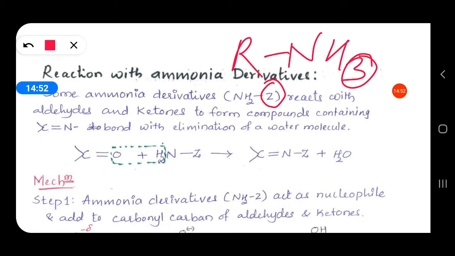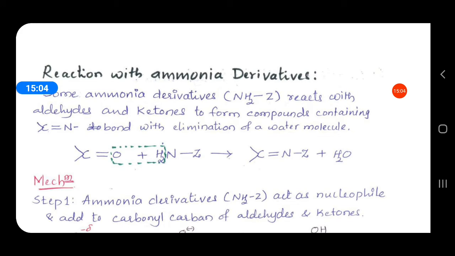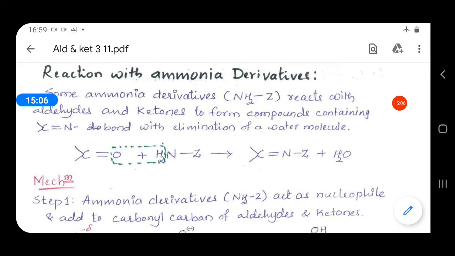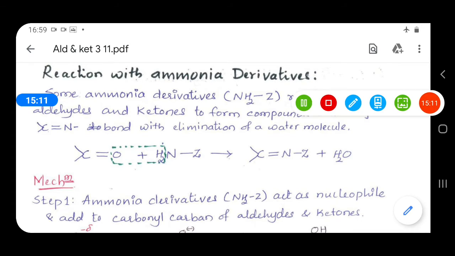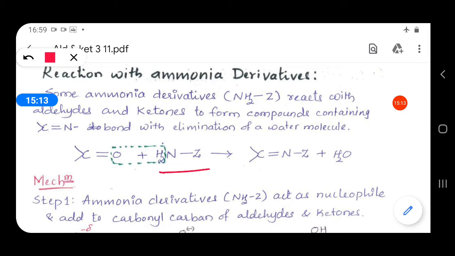When aldehydes and ketones react with these ammonia derivatives, condensation products are formed and a C double bond N bond is formed with the elimination of water. So see here, when aldehydes and ketones are treated with the ammonia derivative, a mole of water is removed and a new C double bond N bond is formed.